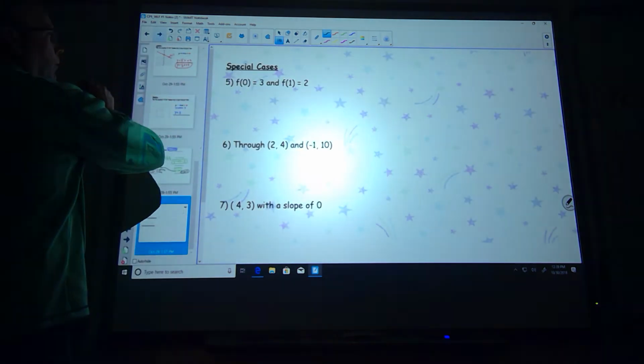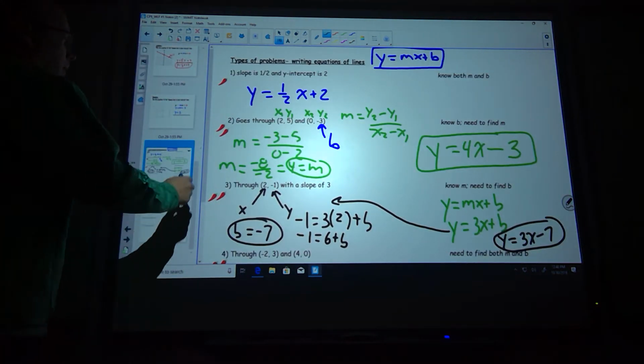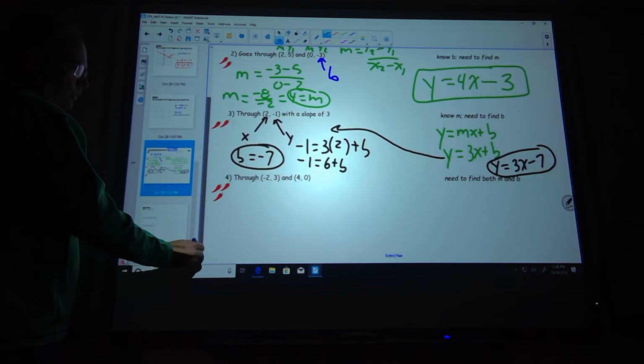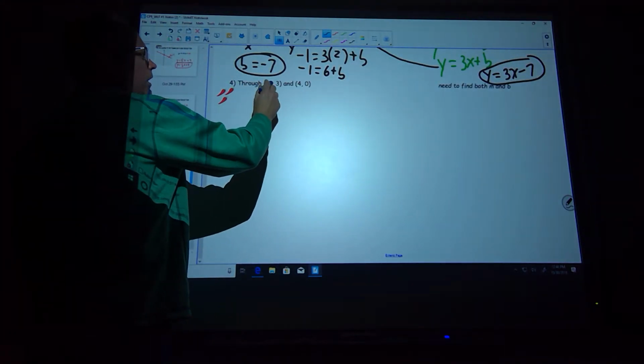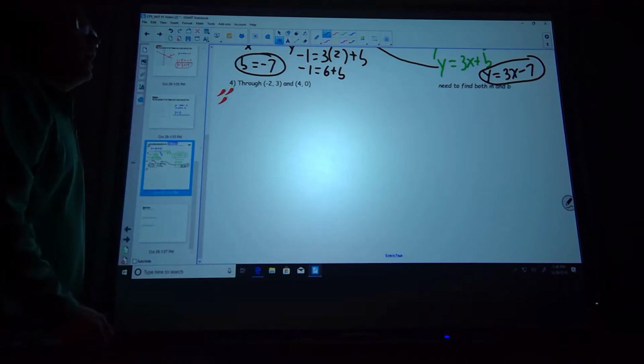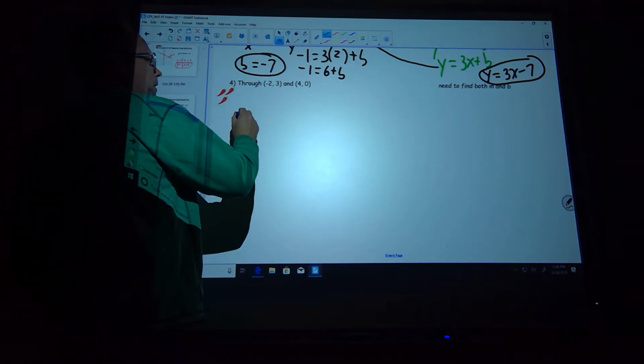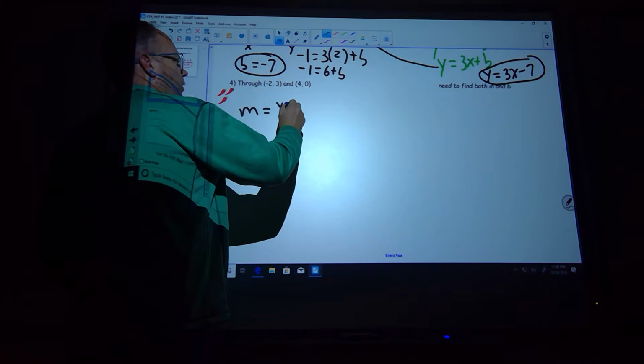One more slide. Cool. All right, ready? So I have this point, negative 2, 3, and 4, 0. I need to find both m and b. So my slope is this.